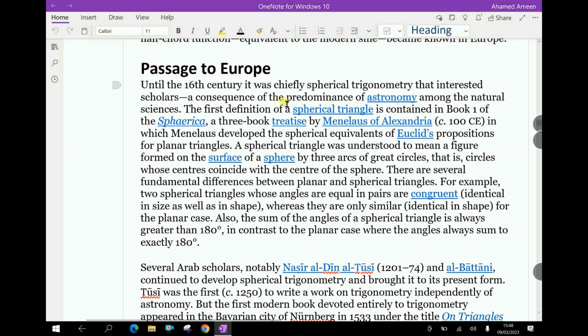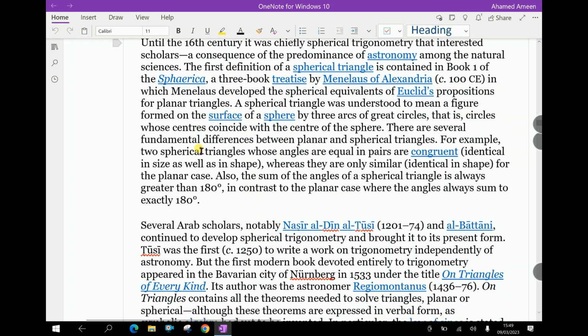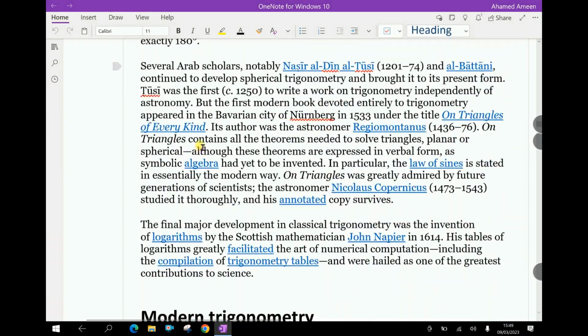Until the 16th century, it was chiefly spherical trigonometry that interested scholars, a consequence of the predominance of astronomy among the natural sciences. The first definition of a spherical triangle is contained in the Book of Spherica. Several Arab scholars, notably Nasir al-Din al-Tusi and al-Battani, continued to develop spherical trigonometry and brought it to its present form.